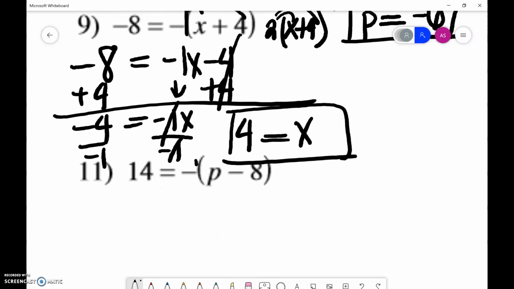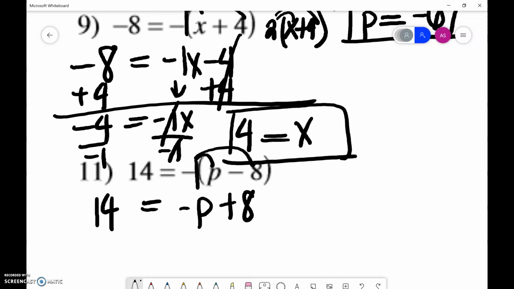Okay, from here, I have positive 1. Okay, I'm sorry, I have negative 1, so I'm going to add in a 1. Then I have negative p plus 8, then I'm going to have 14. So as you see, this works just like number 9.